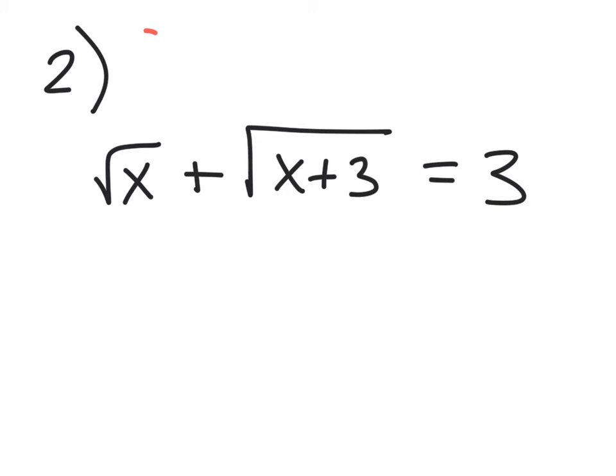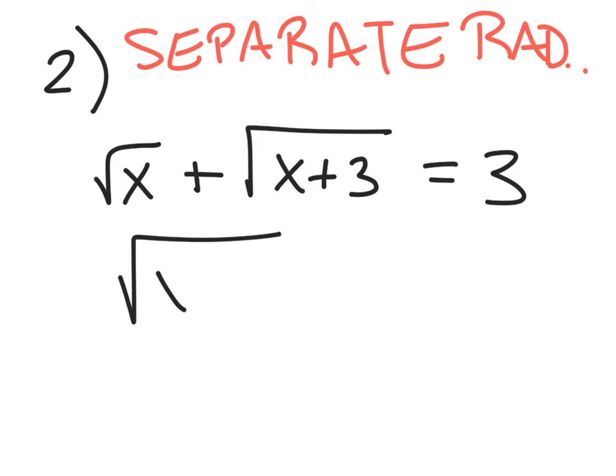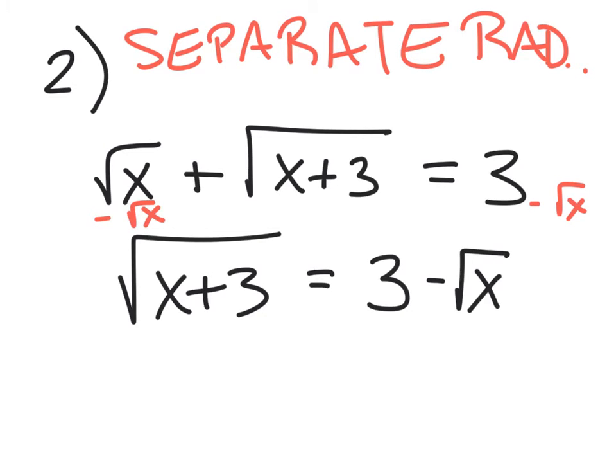So let's make a note. Separate radicals. I'm going to abbreviate there on each side. Okay, so separate the radicals on each side. So what am I going to do? I'm going to move one radical to the other side. Now it doesn't matter which one you move. I'm going to leave the radical x plus 3, and I'm going to subtract the radical x from each side. Okay, and again, it didn't matter which one I moved. So that equals 3 minus radical x.